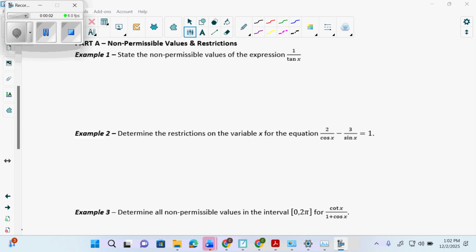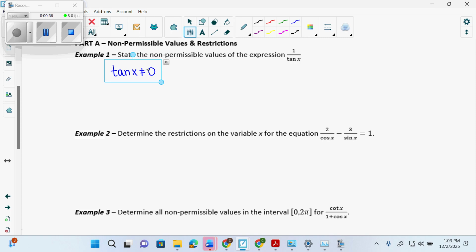So non-permissible values exist when you have variables in your denominator, or a letter appears in your denominator, correct? Because your denominator is not allowed to equal what? 0. We got there. All right. So in this case, we do have tan x. So we have tan x can't equal 0. Because wherever tan x would equal 0, I would replace that denominator with 0 and it would be kicked out. Correct? It wouldn't work. So where does tan equal 0?